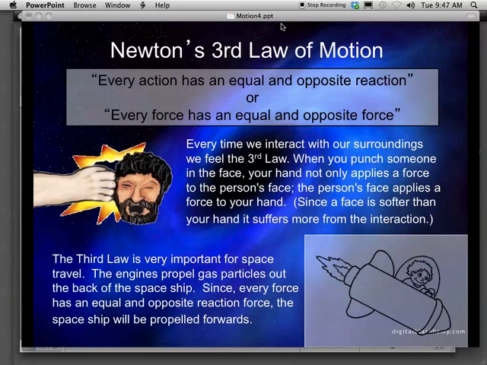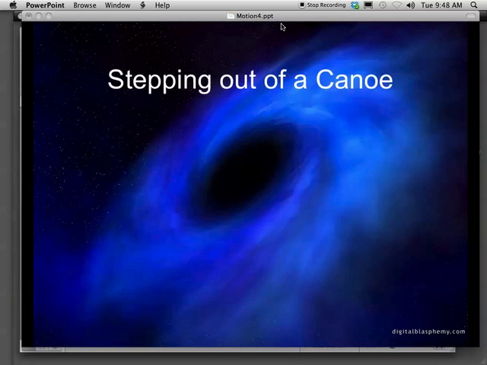Rockets use Newton's third law to move. In a rocket, as high pressure exhaust is being shot out of one end of the rocket, there is an equal and opposite force pushing the rocket into the air. That's what propels a rocket, this equal and opposite force. And the wheels reduce the friction so you can slide over the ground.